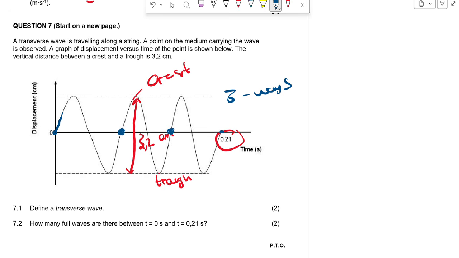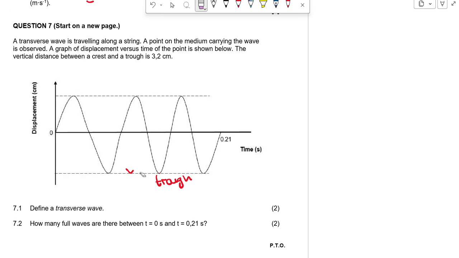So from here, going down, up until here, it's one wave. Starting from here again, this is another wave. From here until here, it's another wave. So we have three waves, okay?